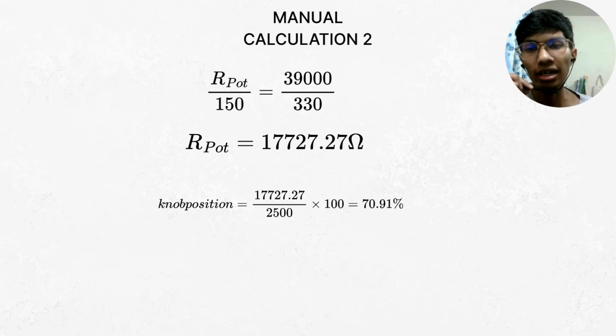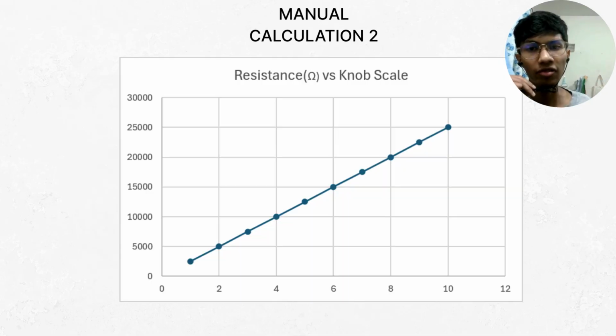For the manual calculation, we use the equation of potentiometer resistance in order to find the potentiometer resistance at the balance state. Then after that, we want to find the knob position during the balance state. Now, we are going to list down our knob scale, resistance, current, and voltage based on their limits. After that, we use the resistance.